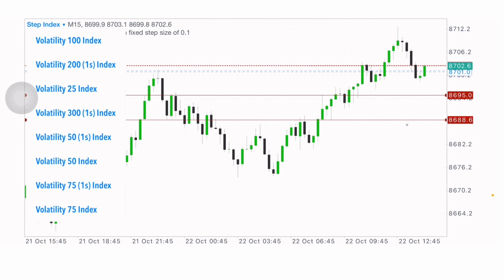So this is simply the method on how to calculate your position size, determine your position size and effectively manage your risk in synthetic indices.